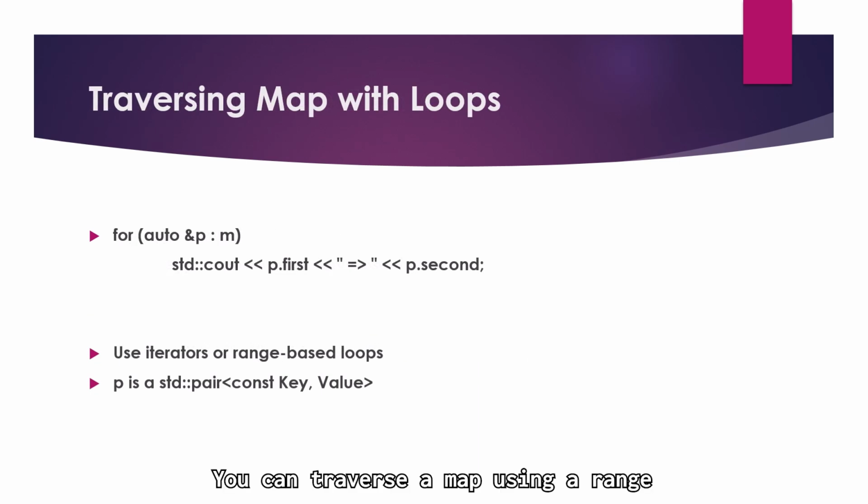You can traverse a map using a range-based for loop or iterators. Each element in a map is a pair where dot first refers to the key and dot second refers to the value. Here p is a reference to each pair, const key, value. You can also destructure the pair directly. This makes your code cleaner and more readable.